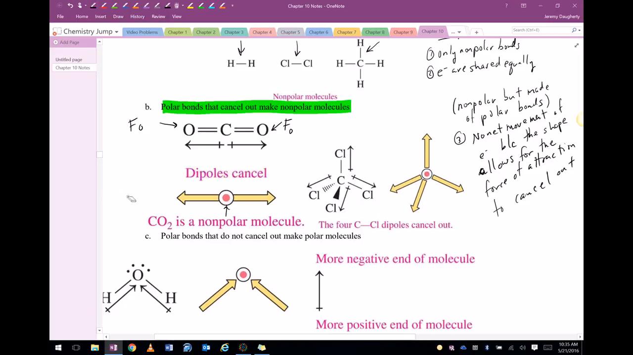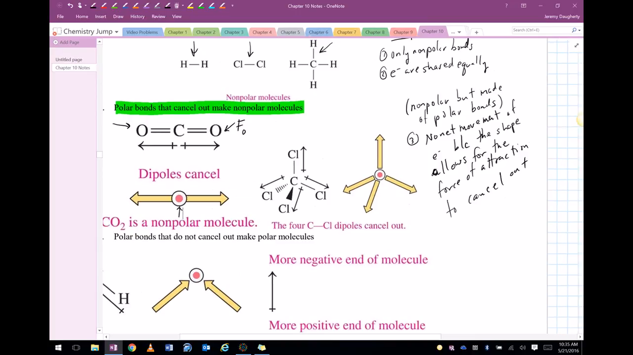Okay, let's look at another example. Here's a tetrahedral molecule. It's CCl4. So just one of these C-Cl bonds is polar, right? But since they are all 109 degrees, which is as far away from each other as you can get, they all cancel each other out because they're all pulling with the same amount of force. So that makes it nonpolar.